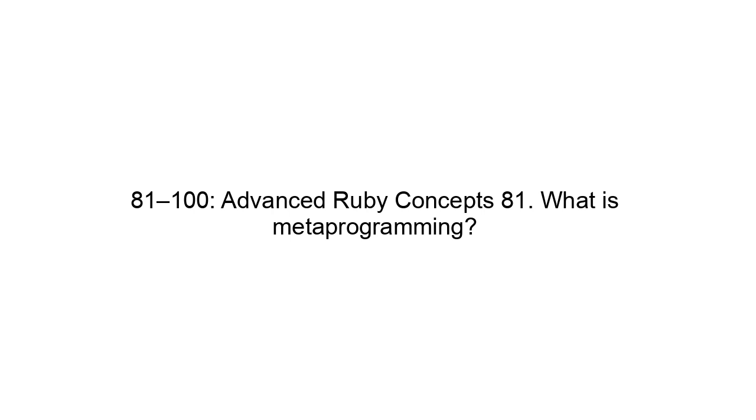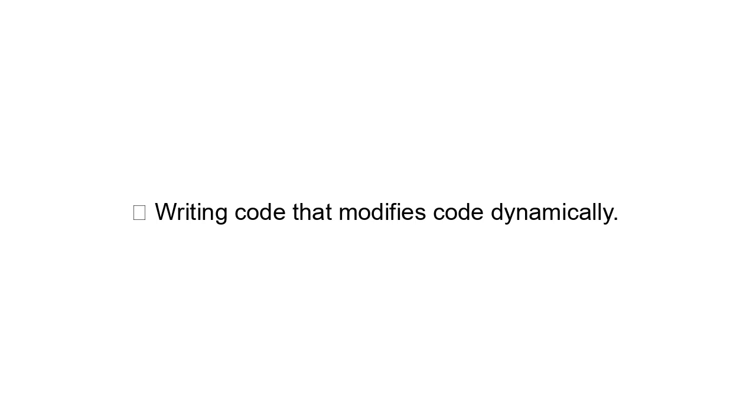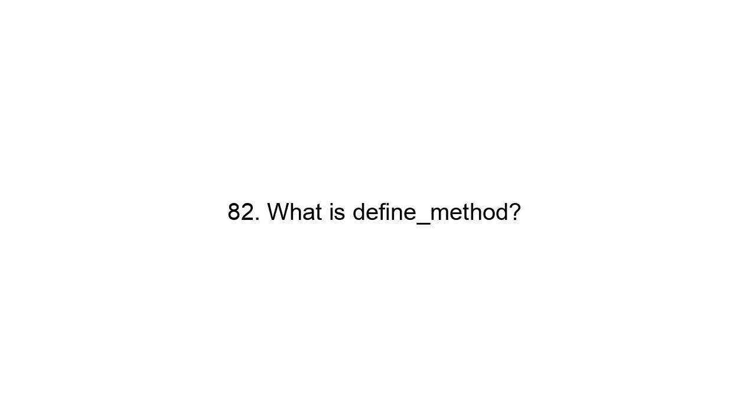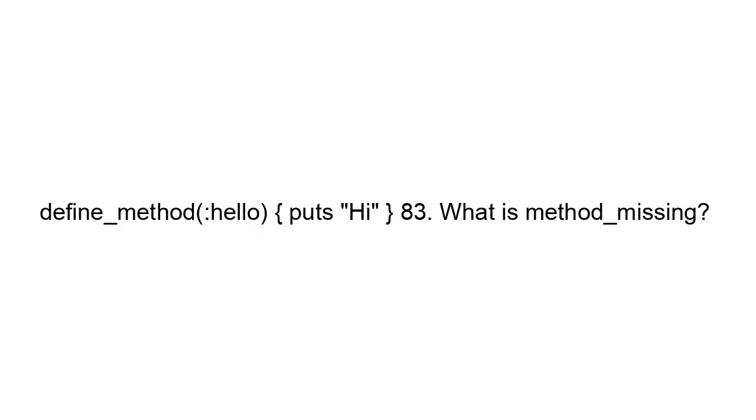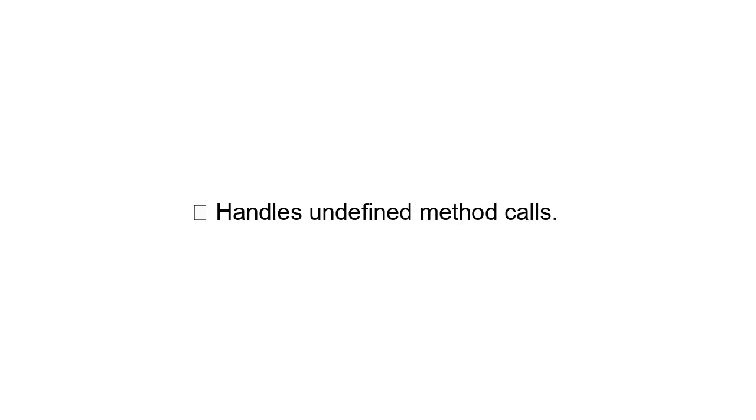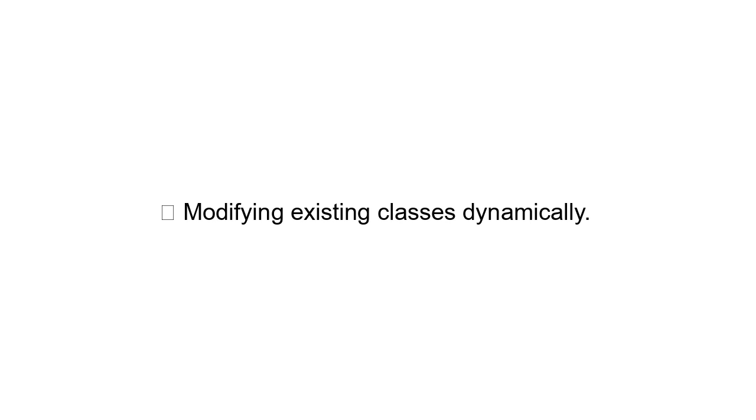81 to 100: Advanced Ruby concepts. 81. What is metaprogramming? Writing code that modifies code dynamically. 82. What is define_method? Dynamically creates methods. Example: define_method(:hello) { puts "hi" }. 83. What is method_missing? Handles undefined method calls. 84. What is monkey patching? Modifying existing classes dynamically.